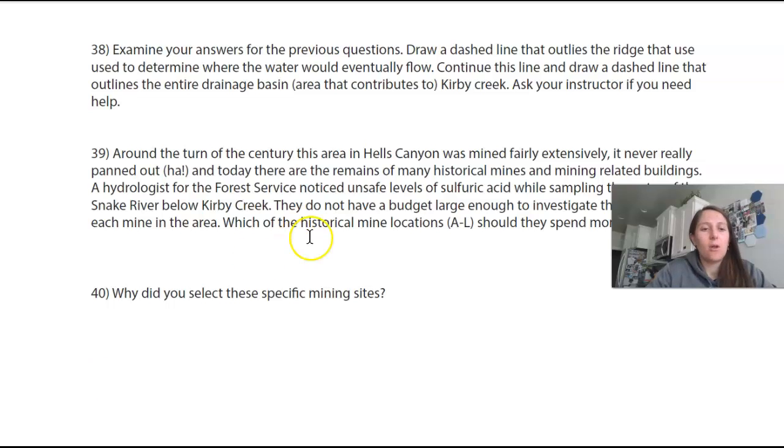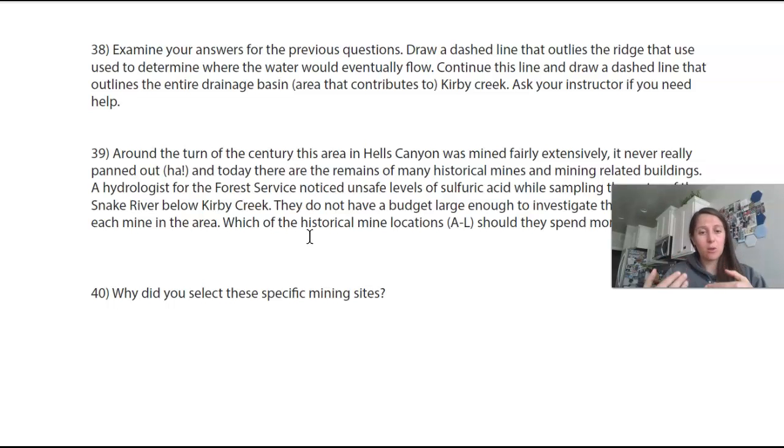Alright, so now they want us to examine your answers for the previous questions, so whatever you answered, doing again the thing I showed you for the first one, and then draw a dashed line that outlines the ridge that you used to determine where the water would eventually flow. So we have to actually draw the drainage basin.